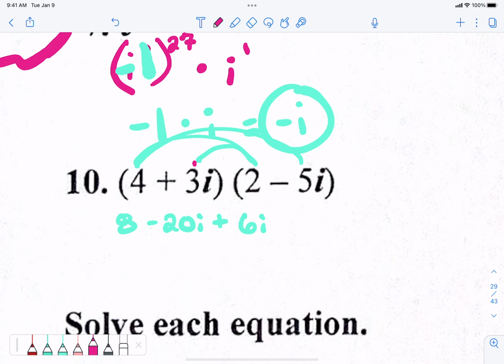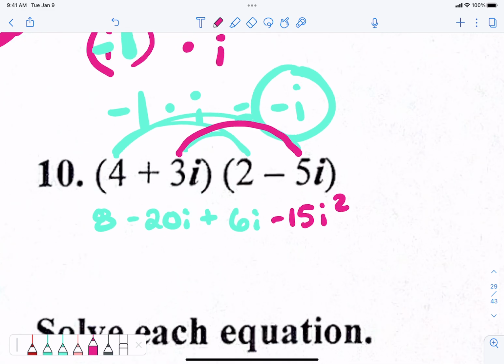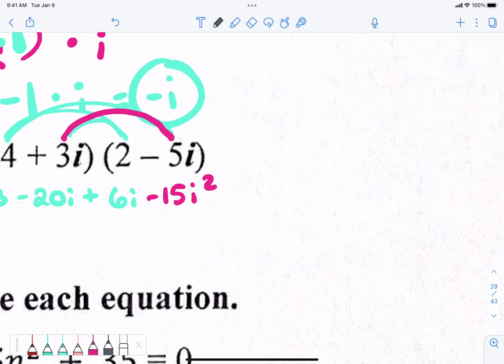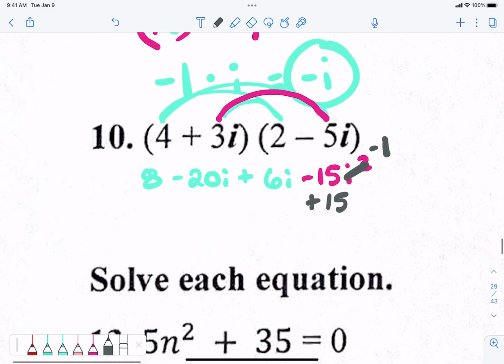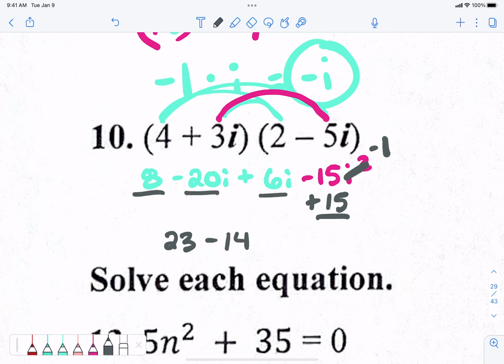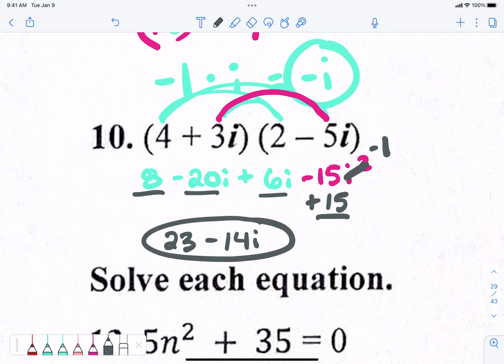What is 3i times -5i? Negative 15i squared. Okay, now before we start combining stuff, it goes to negative 15i squared. i squared is negative 1, right? So negative 15 and negative 1, what happens there? It becomes positive 15, right? Negative 15 times negative 1 is positive 15. Now I can combine. What two things can you combine? 8 and 15 becomes 23. And then negative 20i and 6i is minus 14i. Beautiful. Okay, did that make sense?